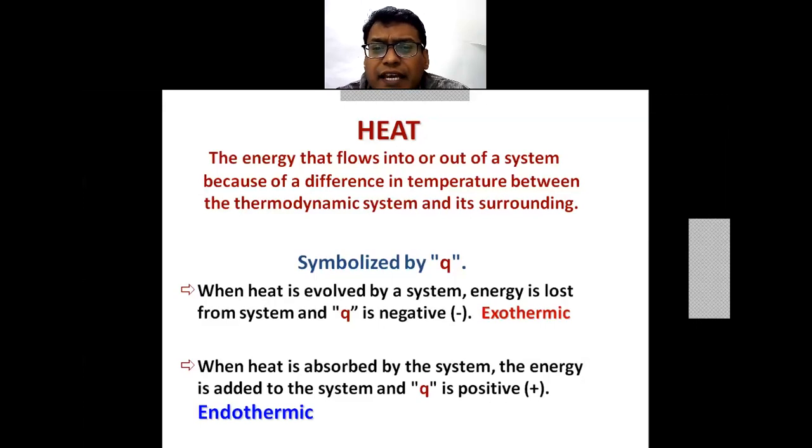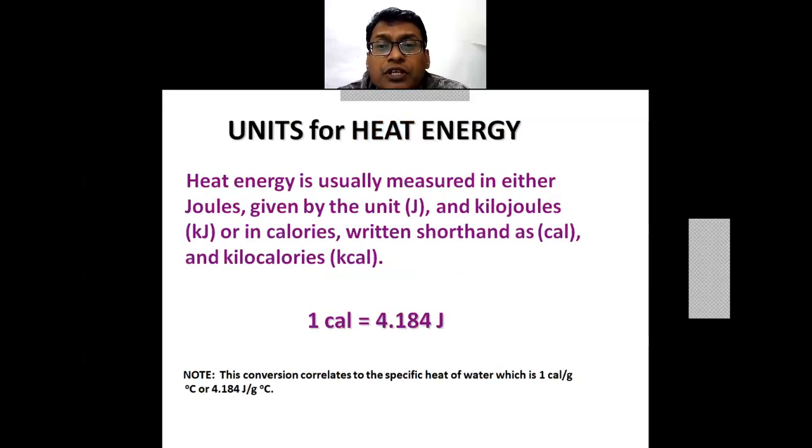And when the heat is evolved by a system, that is, the energy is lost from the system, it is taken as negative, as in the case of an exothermic reaction. And when the heat is absorbed by the system, the energy is added into the system. So Q is taken as positive, which happens in endothermic reactions. Generally, the units of heat are joules or calories.